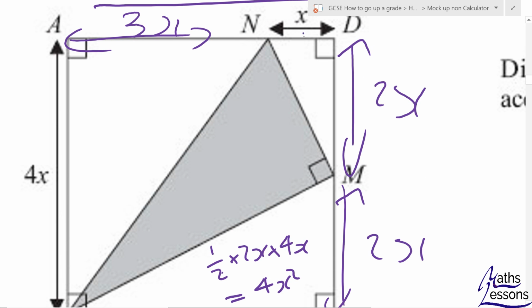This one will give us a half times x times 2x. x times 2x is 2x squared. Half of that is x squared. This area here is 4x times 3x, which is 12x squared. Half of that is 6x squared.